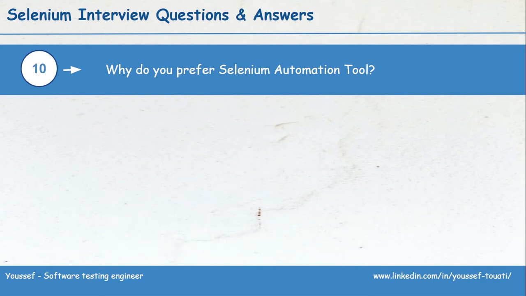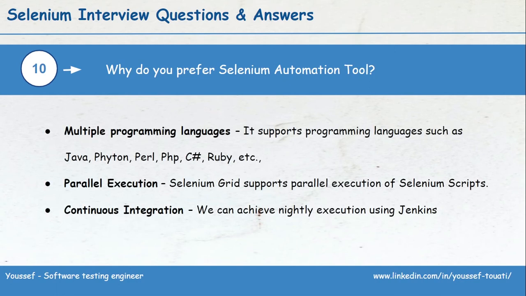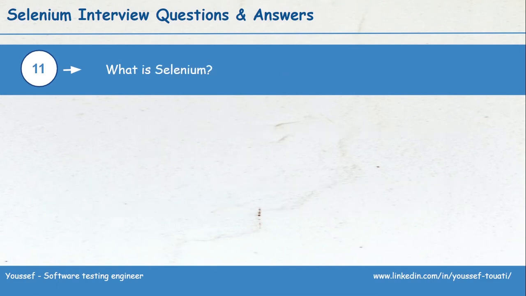Now, I will ask you again, why do you prefer the Selenium automation tool? The answer is, multiple programming languages. It supports programming languages such as Java, Python, Perl, PHP, C#, Ruby, etc. Also, parallel execution: Selenium Grid supports parallel execution of Selenium scripts. We also have continuous integration. We can achieve nightly execution using Jenkins.